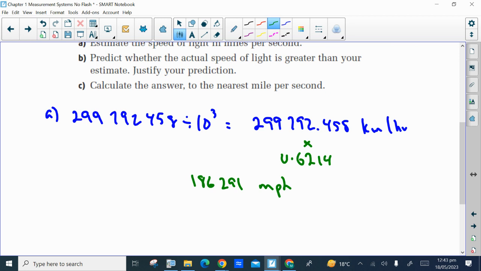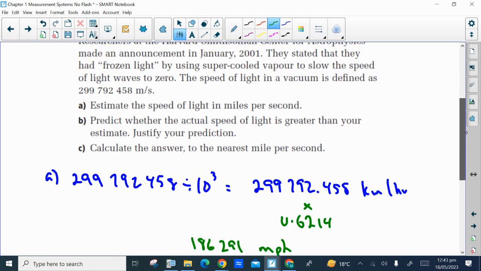B says predict whether the actual speed of light is greater than your estimate. Now, I guess part A, actually, we've done part C actually. Part A asks us to estimate. And so you'd have to do some rounding there. You would probably round the 299 million off to 300 million. And then convert that into kilometers, which would be 300,000 kilometers. And then instead of multiplying by 0.6214, you'd multiply by 0.6. Okay, and 3 times 6 is 18, so 300,000 times 0.6 would be 180,000. That would be the estimate.